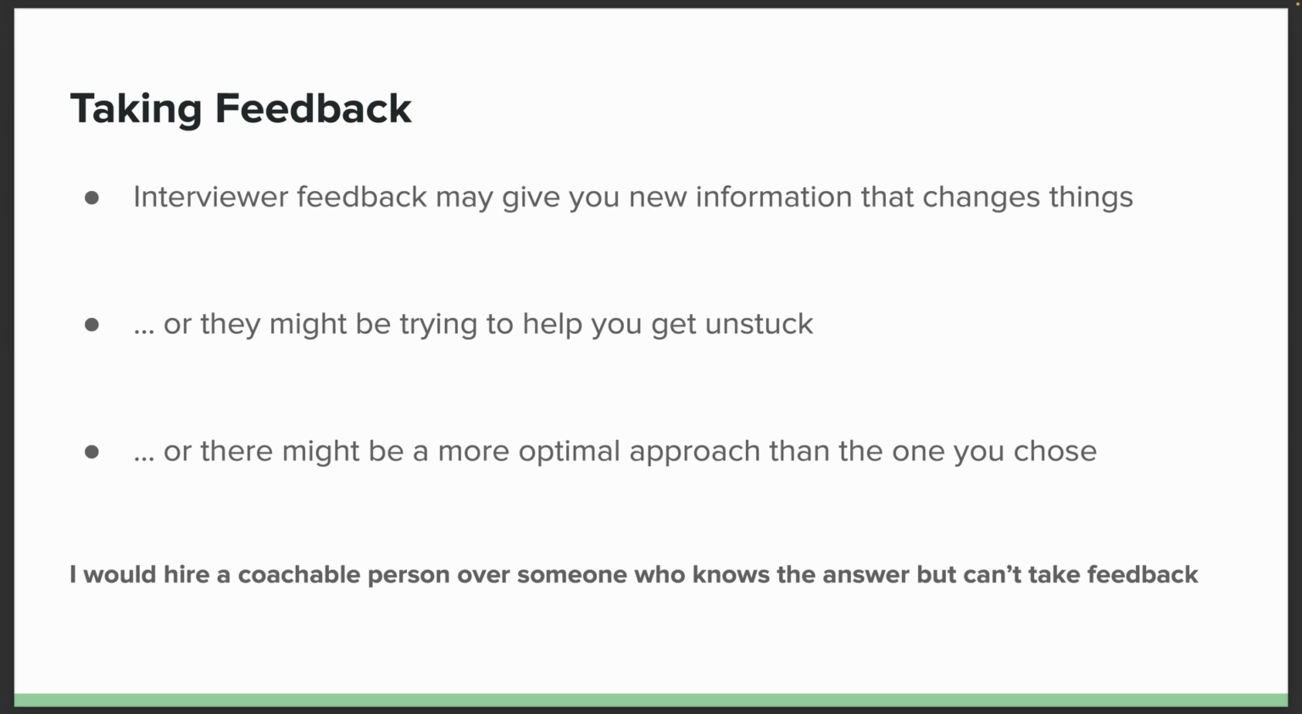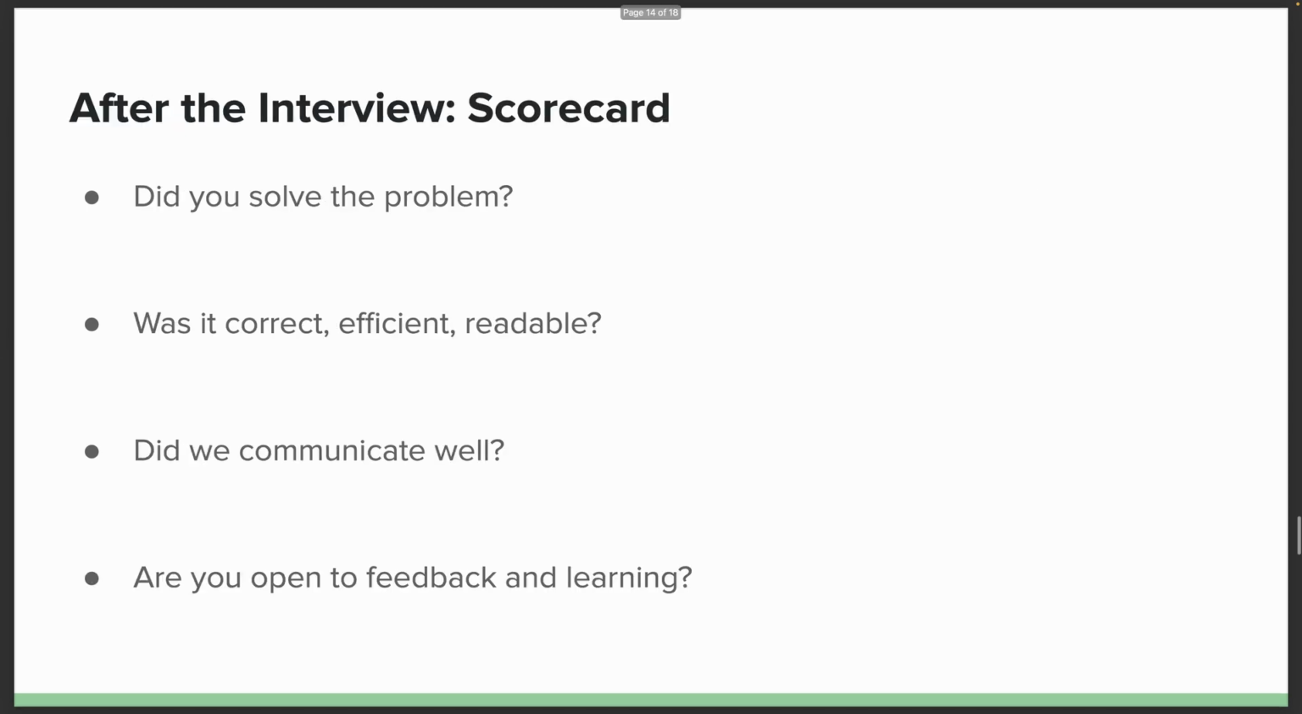This goes back to what I was saying about it being kind of a team sport, that someone who is coachable, is open to learning, open to improving, will be better to work with than someone who's an insufferable know-it-all. So don't be that person. I would much prefer you be someone who's open to feedback.